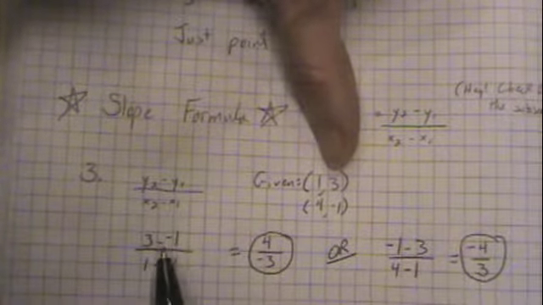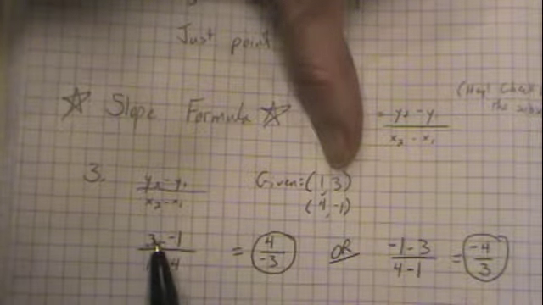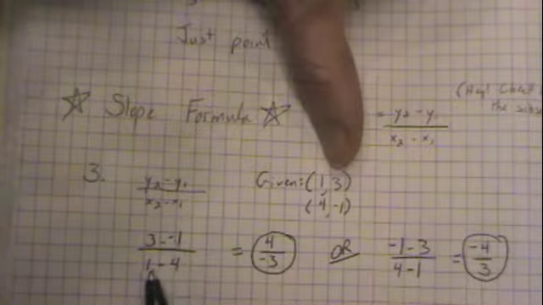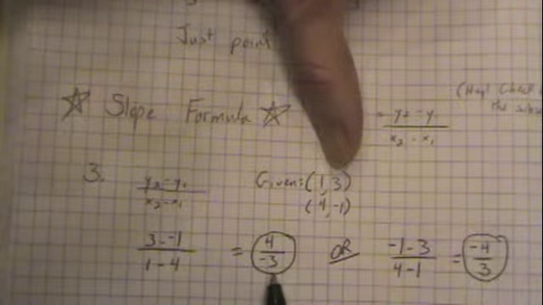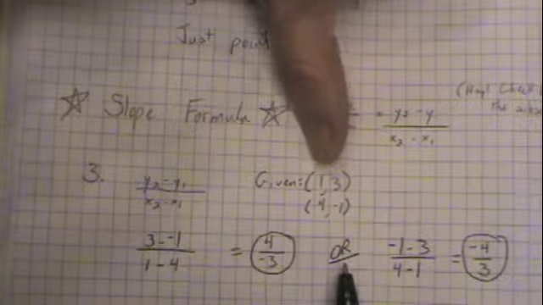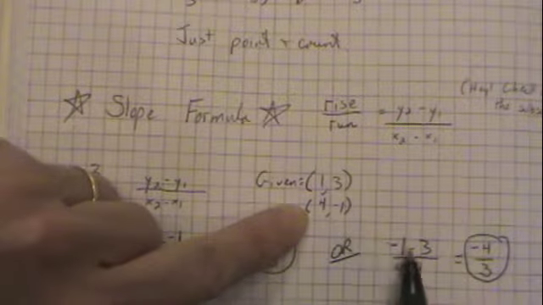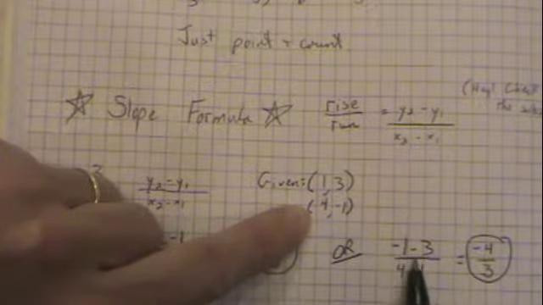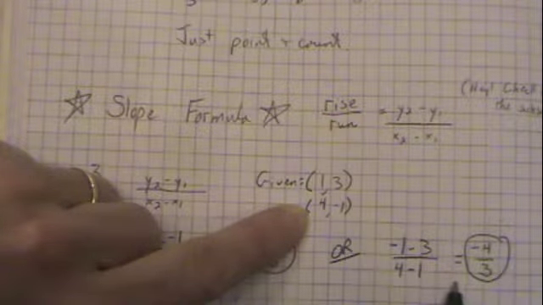If you start with this point, (1, 3), then you end up with 3 minus -1, and then 1 minus 4, which equals 4 over -3, which is the same as -4/3. If you do it the other way, and you start with this pair of points, then you have -1 minus 3 over 4 minus 1, which, look at that, is the same thing.